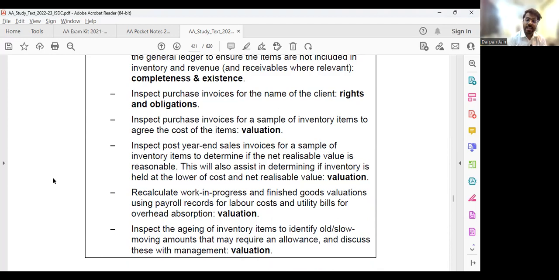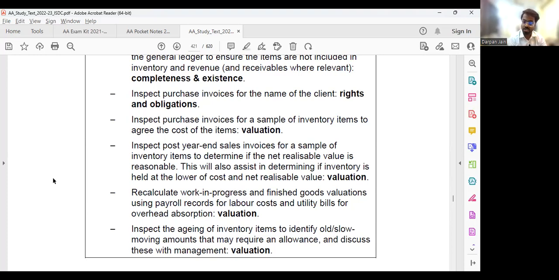Next, recalculate the work in progress and finished goods valuations using the payroll records for labor cost and utility bills. Recalculate. What was the amount of WIP? What is the finished goods valuation? You can do a recalculation. And lastly, you can inspect the inventory aged listing. What is inventory aged listing? As I told you, it will contain the list of all the inventory items along with their age.